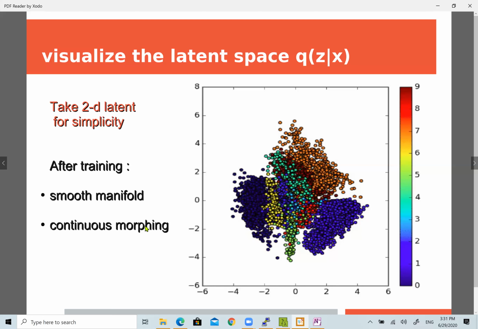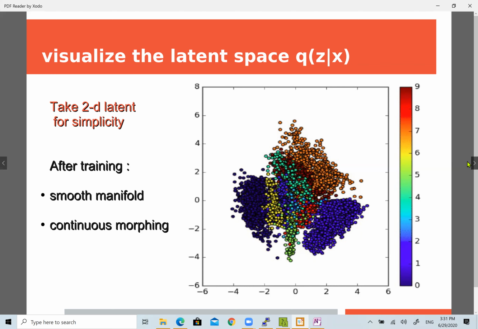But in the original data space, this is impossible, because once in the pixel space you want to do some linear combination, you're just overlapping two images together. It's not giving you a reasonable digit that makes sense. But in the latent space, you can do this linear combination, or you can do this morphing, easily.